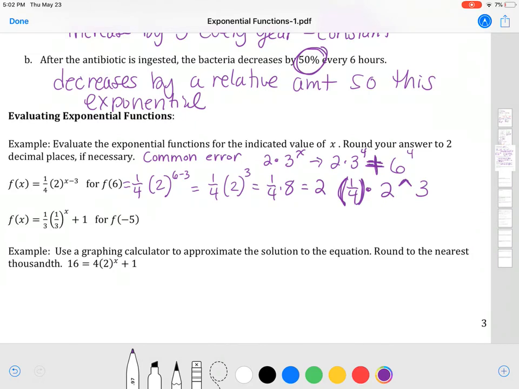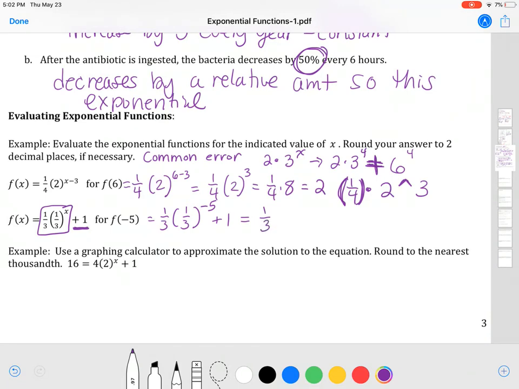Okay, second example, we're going to plug in -5. So here's our mother function, a times b to the x, and if you notice, it's been shifted up 1. So we're going to plug in -5 for x. So I have 1/3 times 1/3 to the -5 plus 1. So I'm going to do the exponent first. I'm going to take 1/3 and raise it to the power of -5.